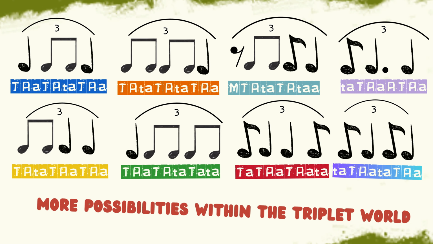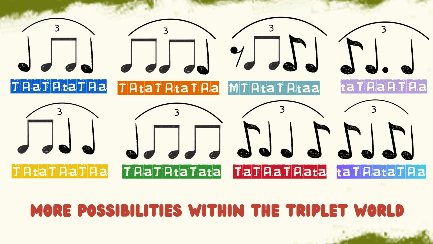When the notation includes all triplet partials, each part of the triplet is clearly marked, so you can see exactly how the notes and rests line up within the beat.